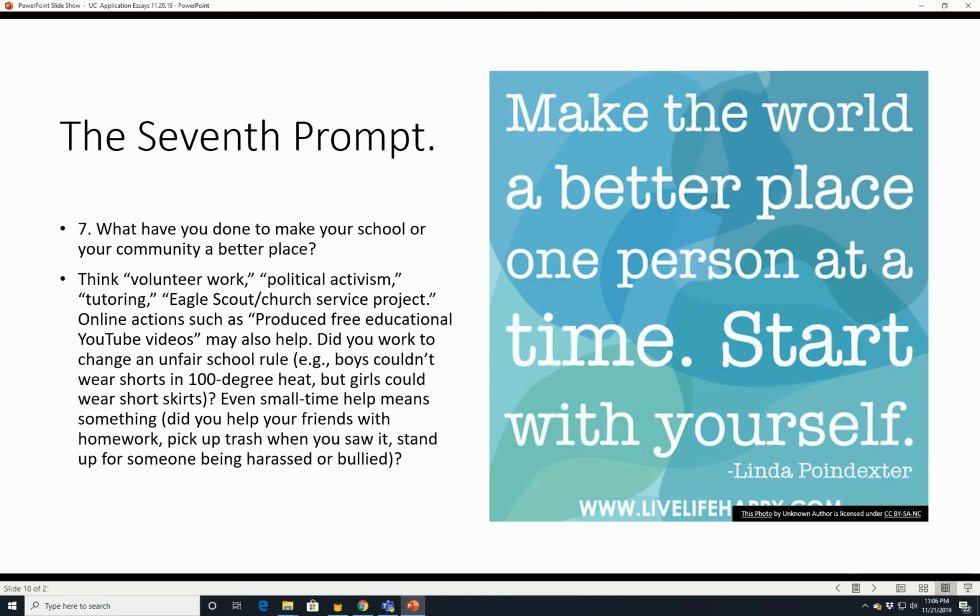Did you help your friends with homework, pick up trash when you saw it, stand up for someone being harassed or bullied? And here's the saying, make the world a better place one person at a time. Start with yourself. How have you acted on your individual level to change the world?